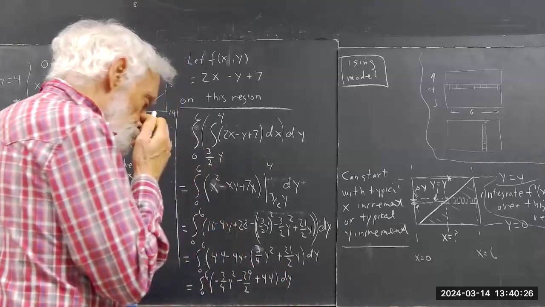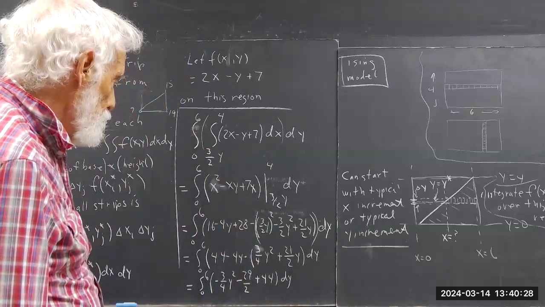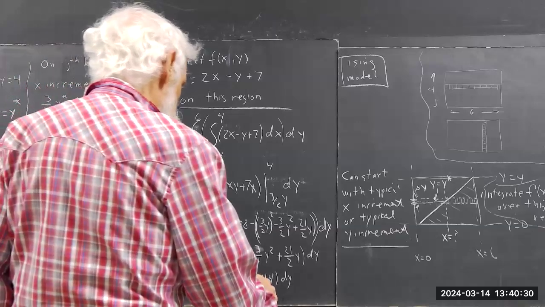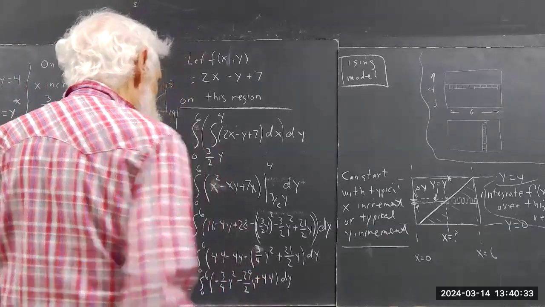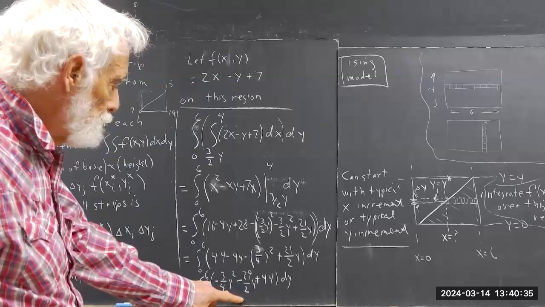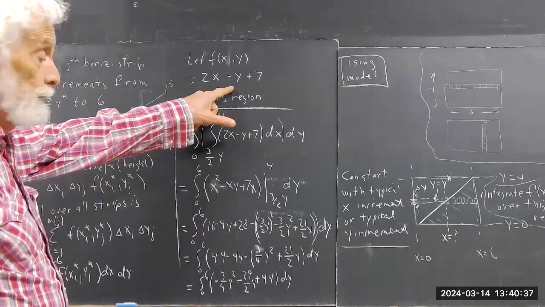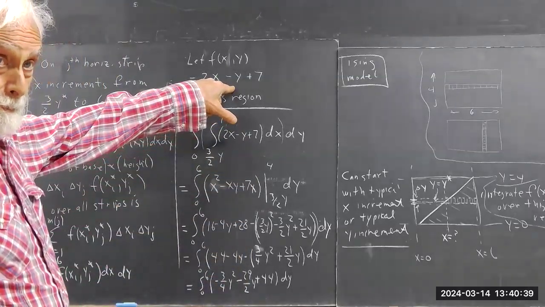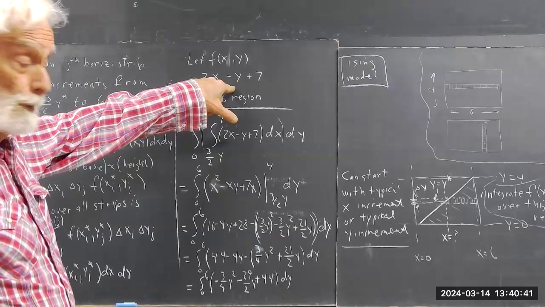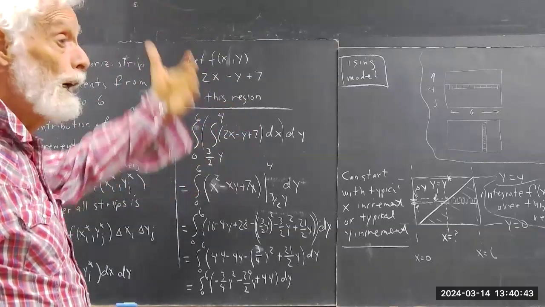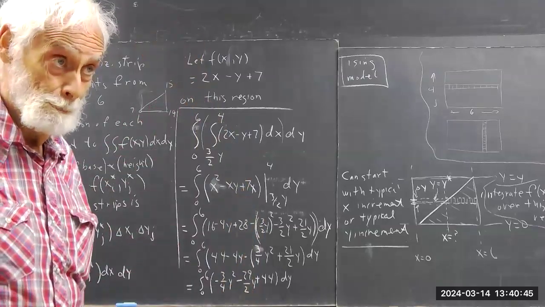Now, does it make sense? It's negative 21 halves, negative 29 halves y. Does it make sense that my y terms should be negative? Yeah, because y is negative here. And bigger y is going to tend to make this thing less high, which contributes less volume.